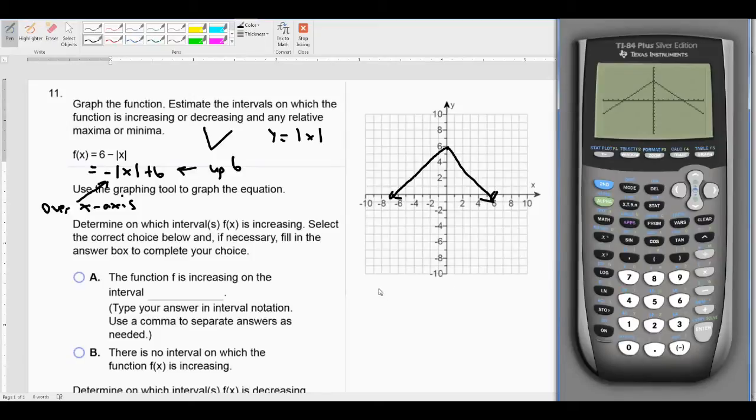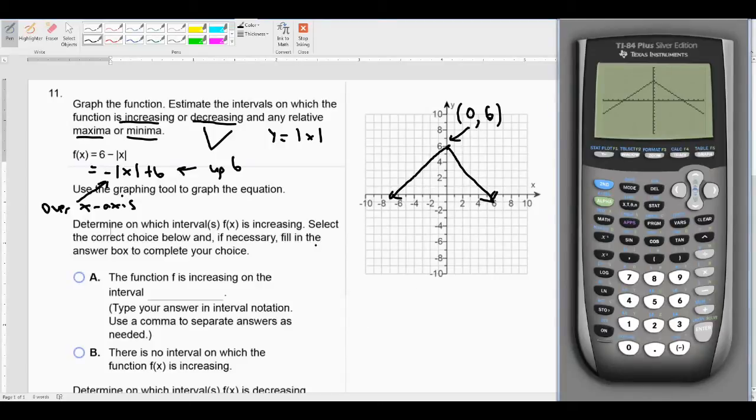So what I'm going to do now is look at these problems, and the problem is asking to determine the intervals where it's increasing, decreasing, and any max or min. Now the first thing I want to do is find this point. Well, since absolute value of x starts at 0, 0, when you just moved it up 6, that means that point is 0, 6. And I'm going to use that to answer all these questions.